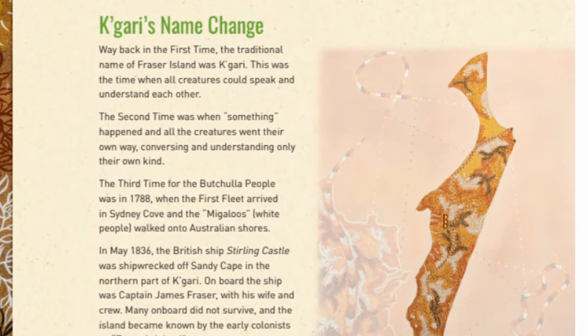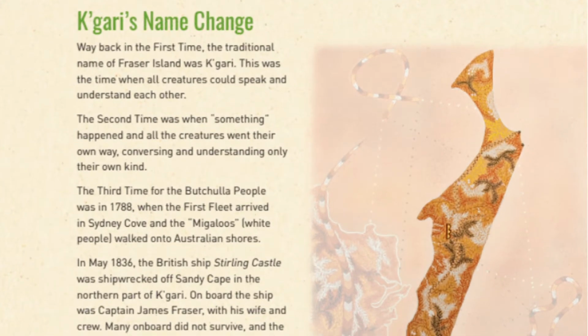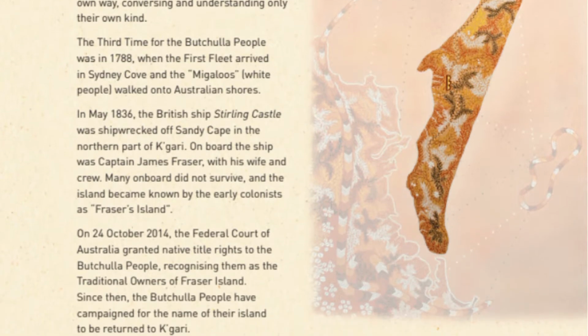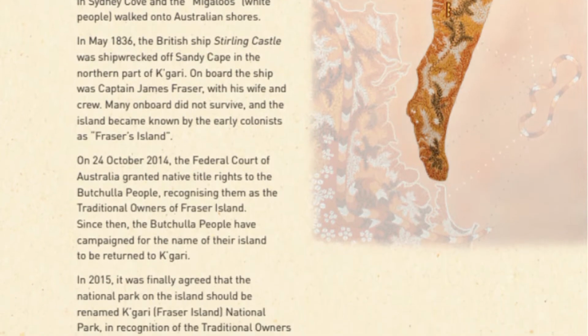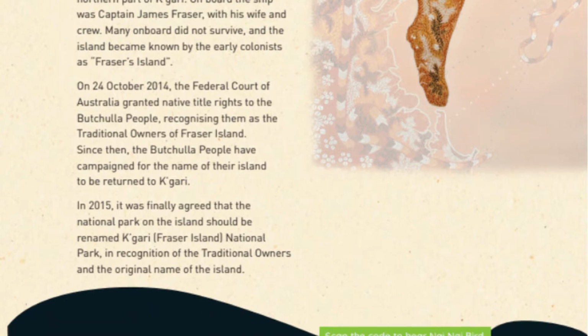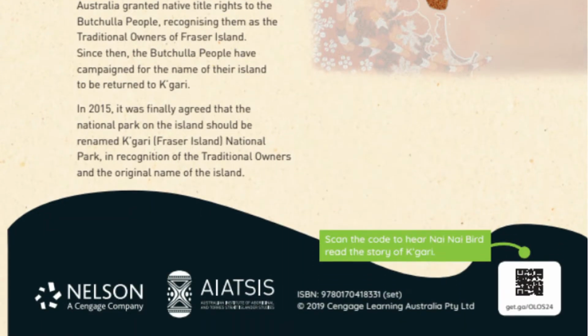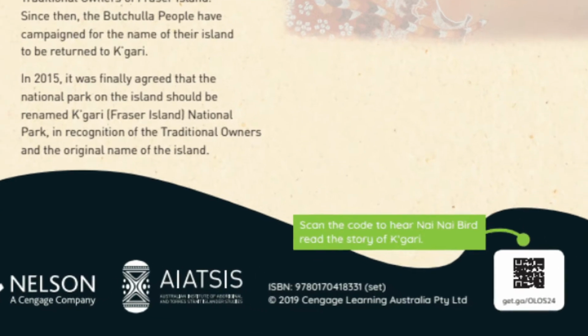Ani Nene Bird also explains that name change that occurred with Gari, from going from Fraser Island to the traditional Bachelor name Gari, similar to how Uluru had its name changed from Ayers Rock to now be called Uluru.